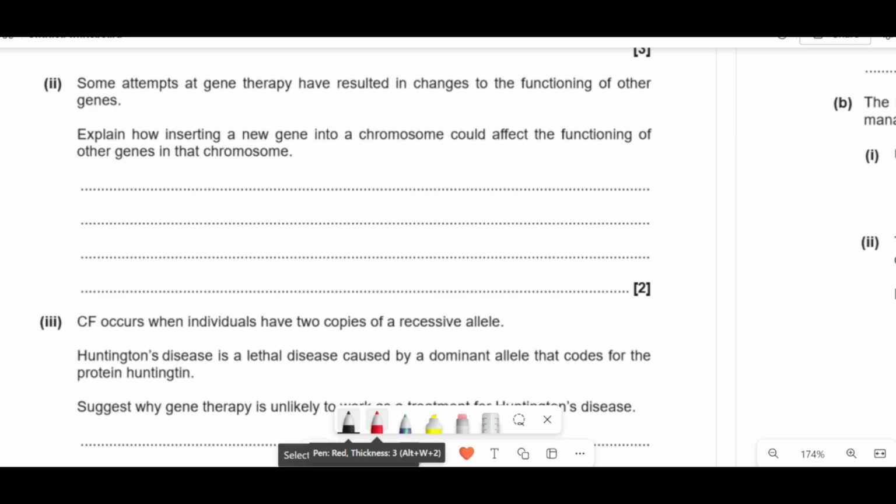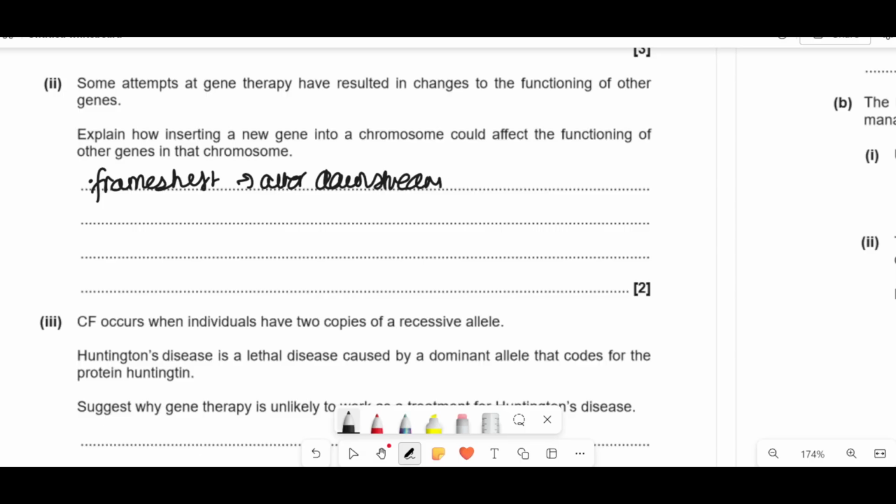So now we've got something called a frame shift, which means you're going to alter downstream, which just means further down, triplets. Therefore, this could affect transcription and translation. Or it could maybe affect switching genes off and on, or it could actually disable a functioning gene if you slap it right in the middle of one.